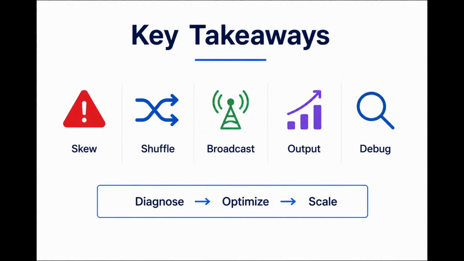Let's quickly recap. If a join causes an executor out-of-memory error, think about these 5 possibilities. Data skew, large shuffle partitions, incorrect broadcast joins, exploding join output, wide rows carrying unnecessary columns. Then debug the problem using the Spark UI and the execution plan. Identify the actual cause first. Only then apply the appropriate optimization. That's how Spark engineers troubleshoot production jobs, and it's exactly what interviewers expect you to explain.